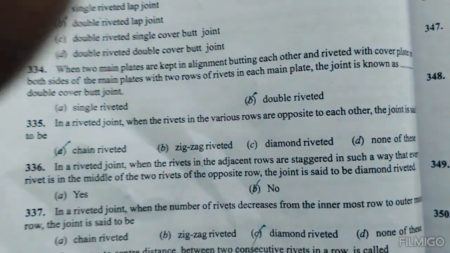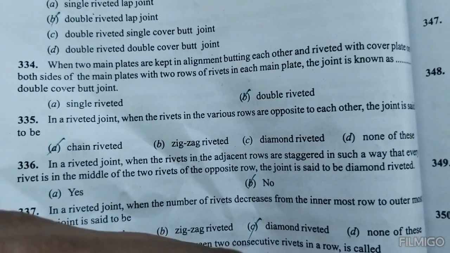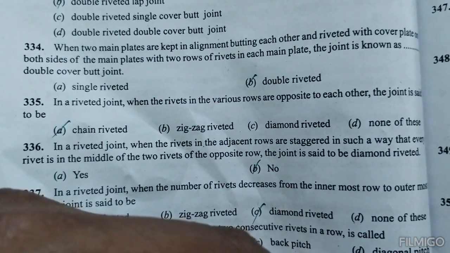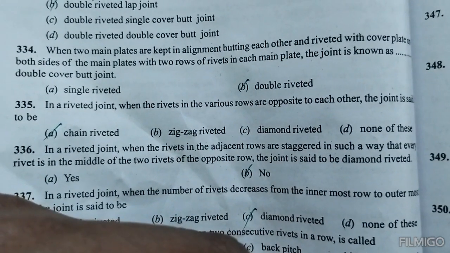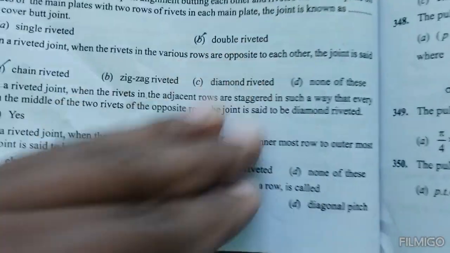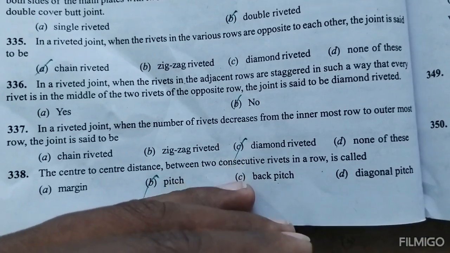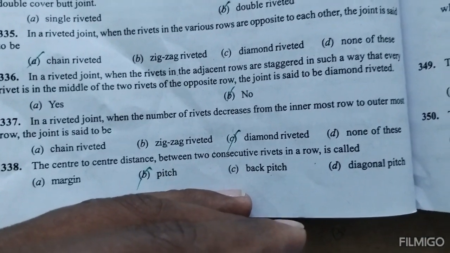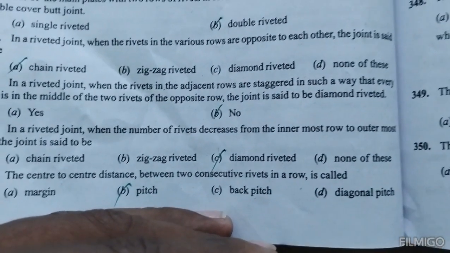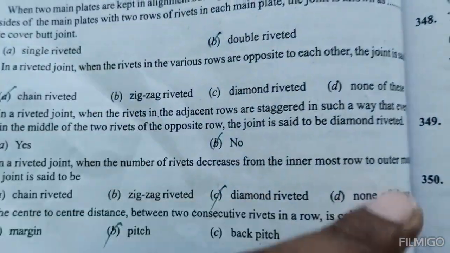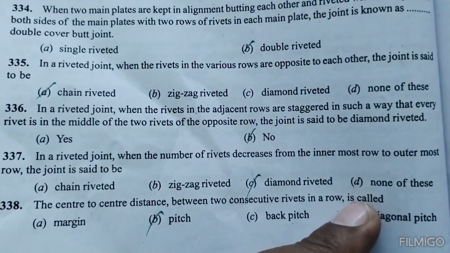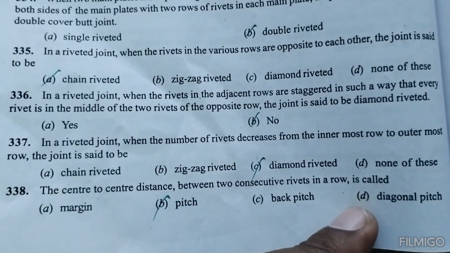In a riveted joint, when the rivets in the various rows are opposite to each other, the joint is said to be chain riveted. In a riveted joint, when the number of rivets decreases from the innermost row to the outermost row, the joint is said to be diamond riveted.